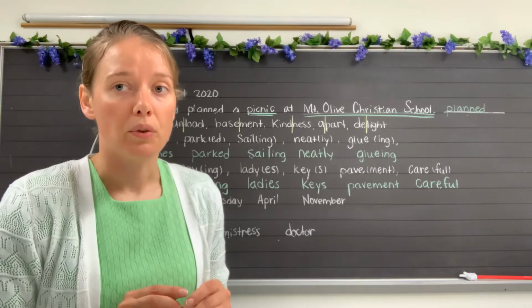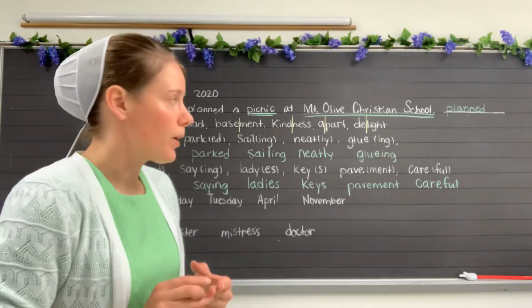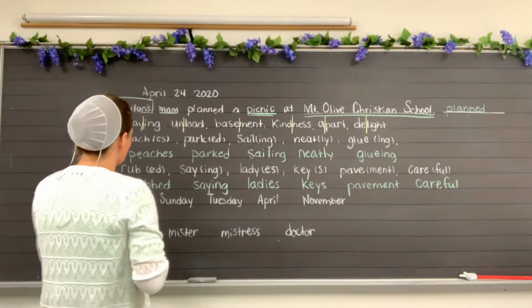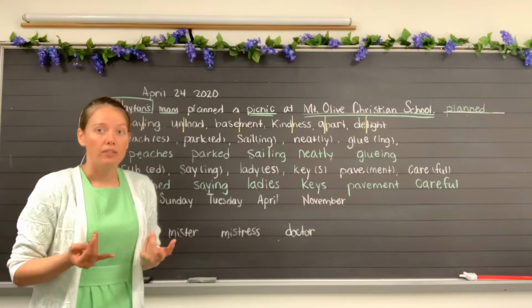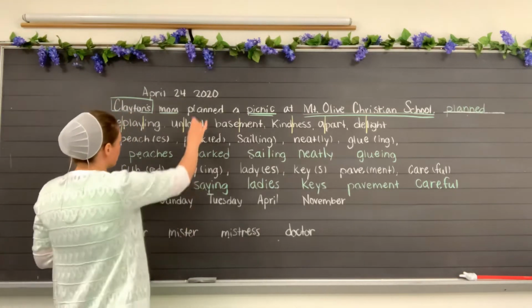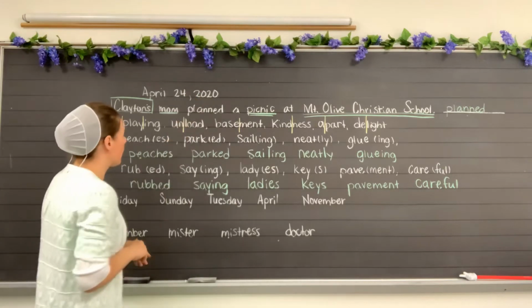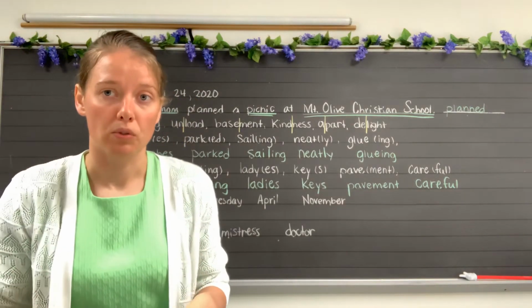Okay, so let's think about dates now. When we write a date, where would we put a comma? We have April 24th, 2020, that's what it is today. Do you remember where we would put the comma? We put the comma between the two numbers in dates.